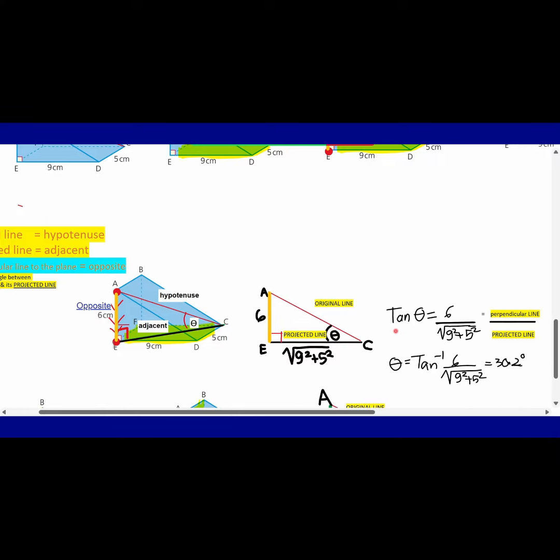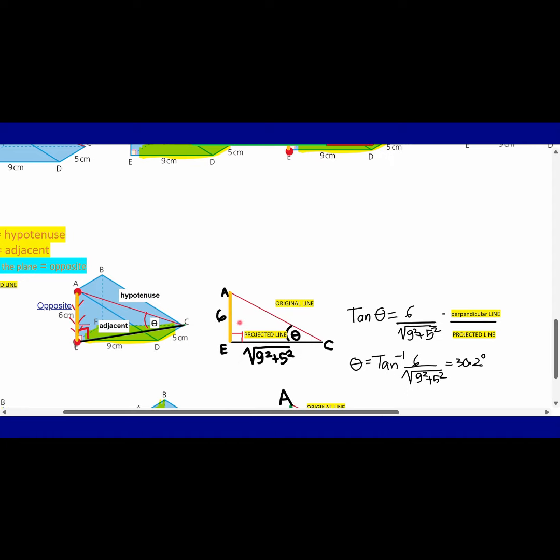So we just take tan theta equals TOA, opposite over adjacent. The opposite is always the perpendicular line, and the adjacent is always the projected line. So perpendicular line over projected line. So theta equals tan inverse of 6 over the square root of 9 squared plus 5 squared, that's 30.2 degrees. So that is the theta.